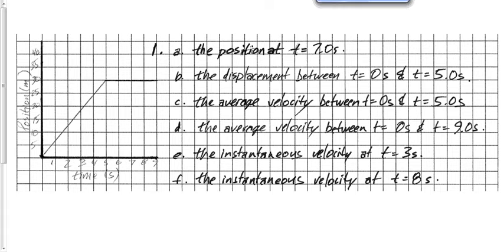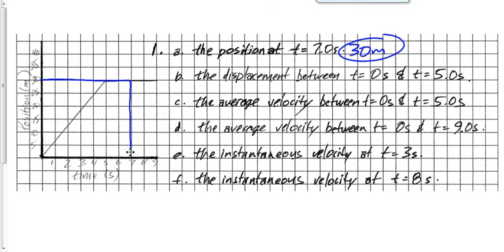Okay, let's take a look at number 1 to make sure everyone's on the right track here. Number 1A says, what's the position at 7 seconds? What do we do? This is the easy one, right? Up and over, right? At 7 seconds, we're going to go up and over, and my position is 30 meters. 30 meters to the north, to the east, positive 30, whatever that means.